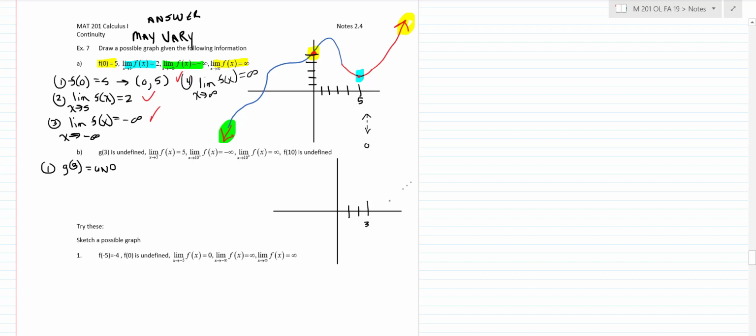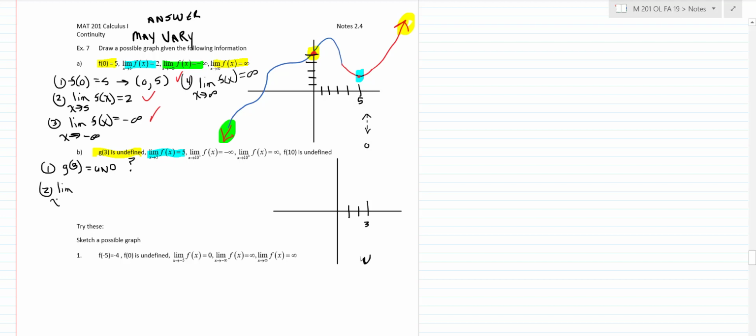I know I'm undefined at x equals 3, so I'm just writing a note to myself. We'll figure out a little later how we're going to do that. That will take care of that for now, and then the next statement is a limit. Let's see what we can figure out from here.